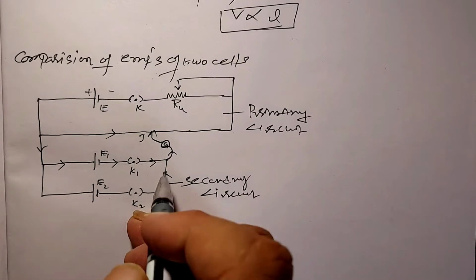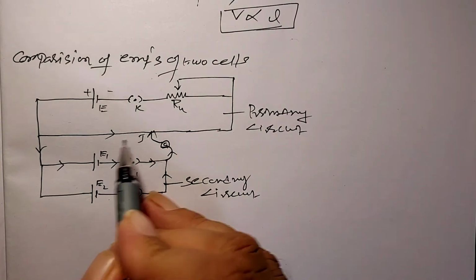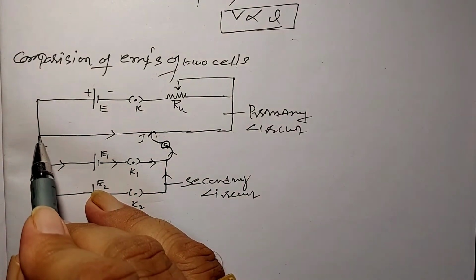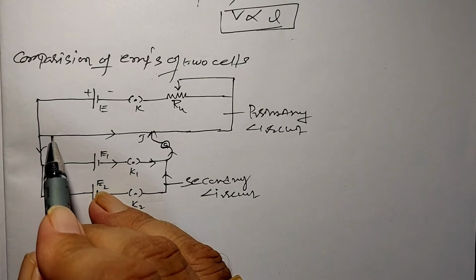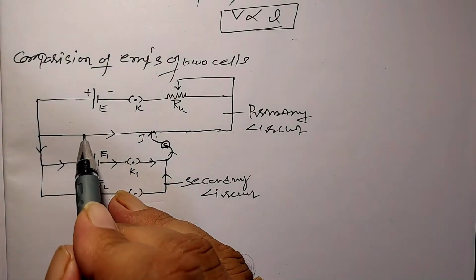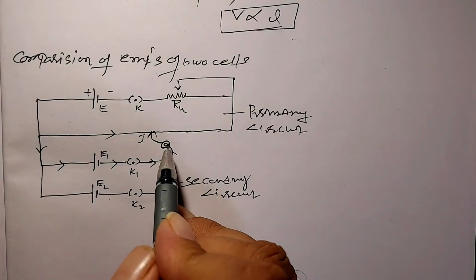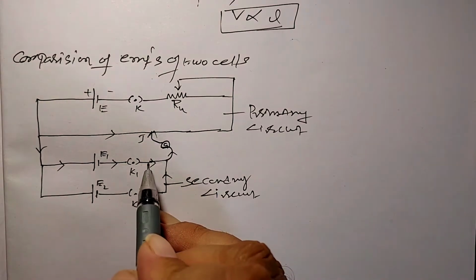jockey. Okay. Now take this jockey, press at different points on the potentiometer wire, and always you must see the readings of the galvanometer.